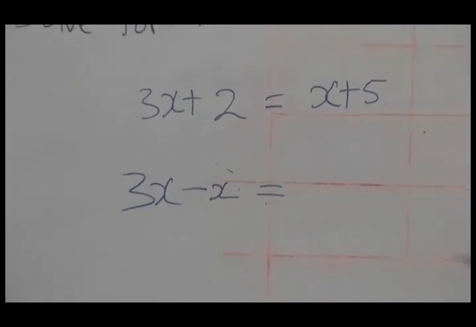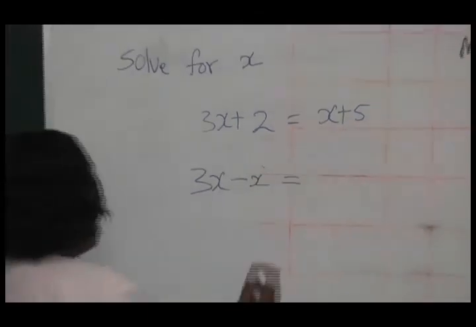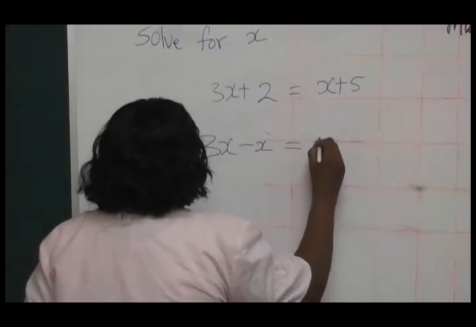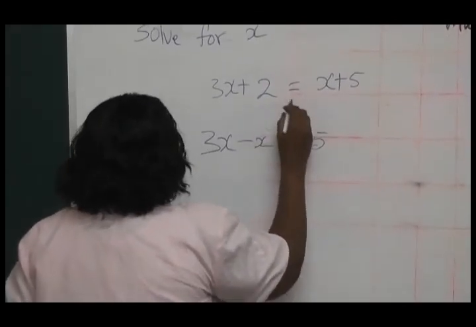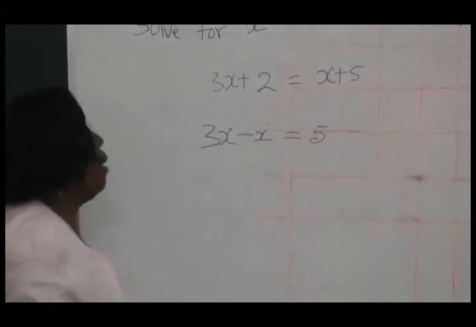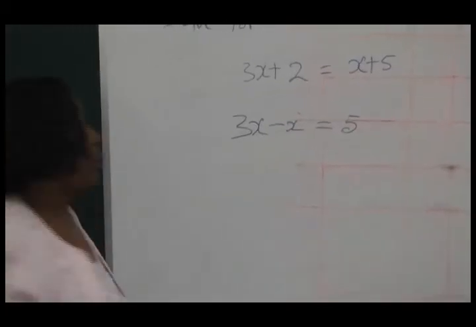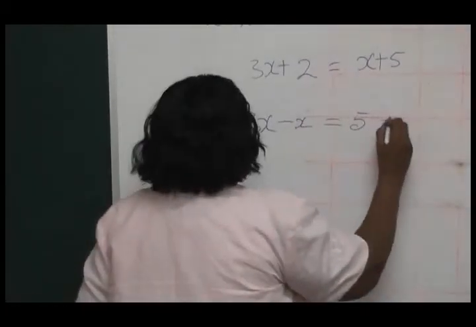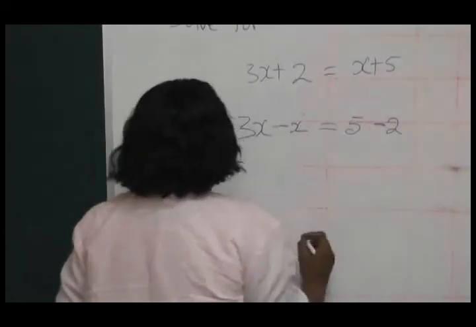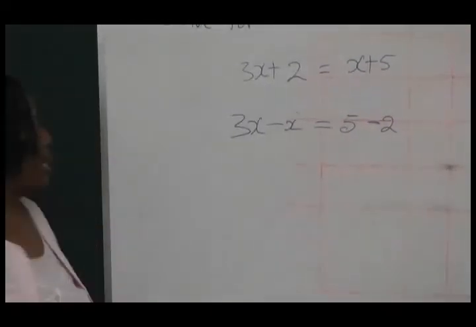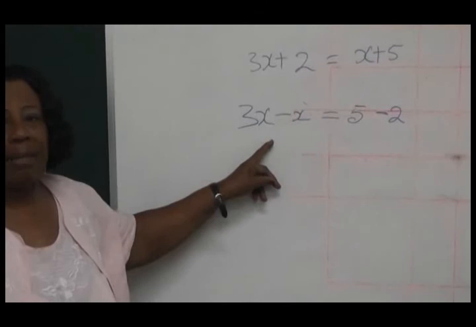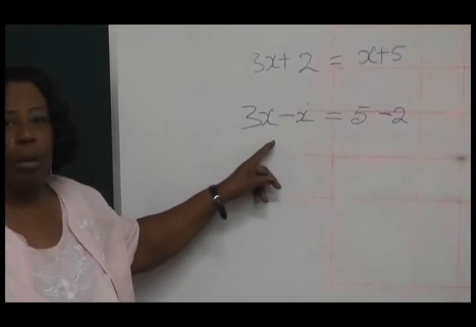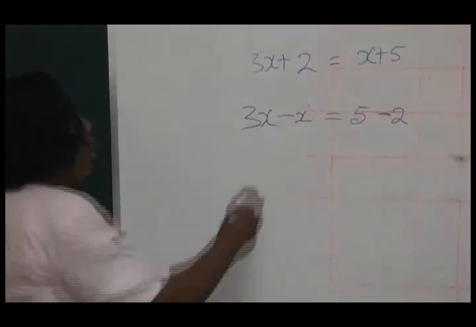So that is now 3X minus X. The 5 stays on this side. The 2 is moving and coming to the opposite side, so it would be minus 2. Okay? And then if you have 3x and negative x, what does negative x mean in terms of number? Negative 1x. Right. The 1 is understood.